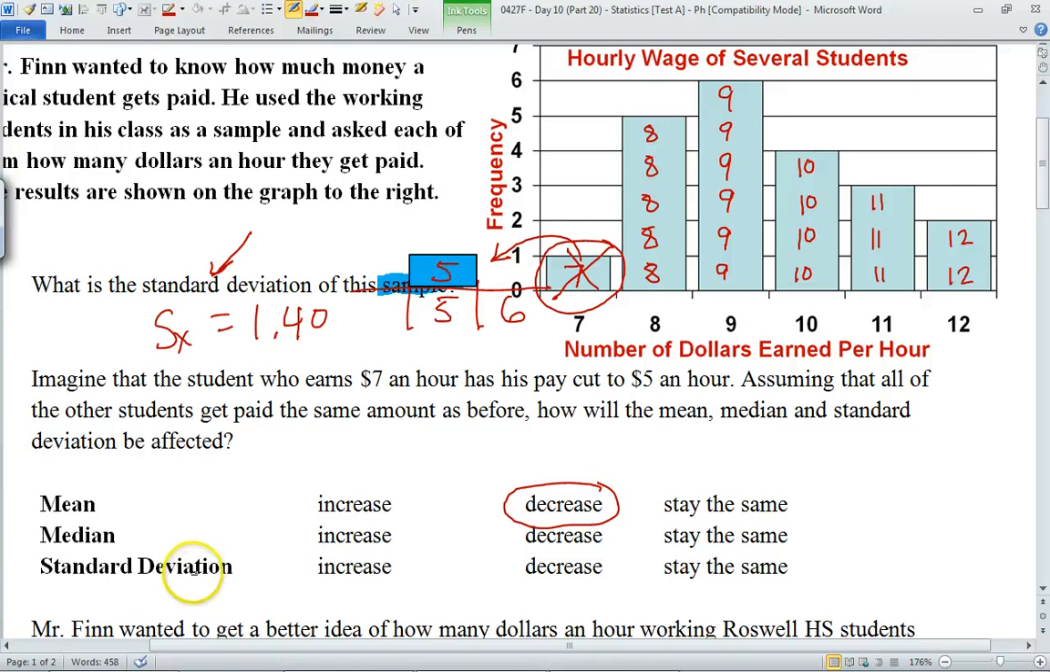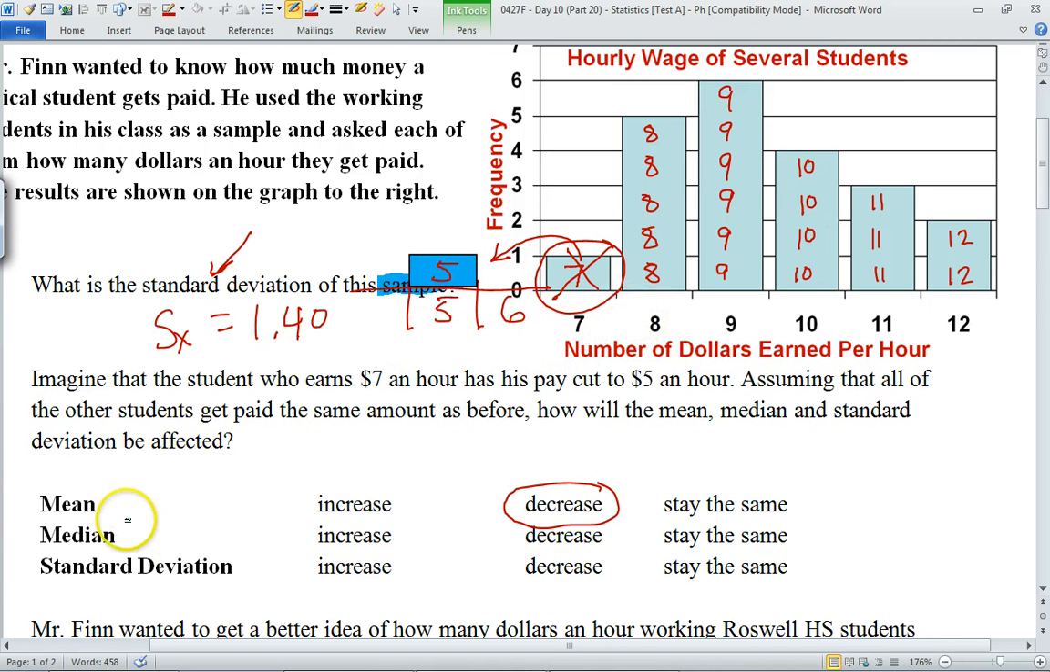Now, as far as the standard deviation, that should be obvious also. Do you guys remember what the standard deviation is supposed to represent? What does it tell you about the data? I hope you guys are actually responding to this and not just sitting there quietly. You'll get more out of it if you participate.